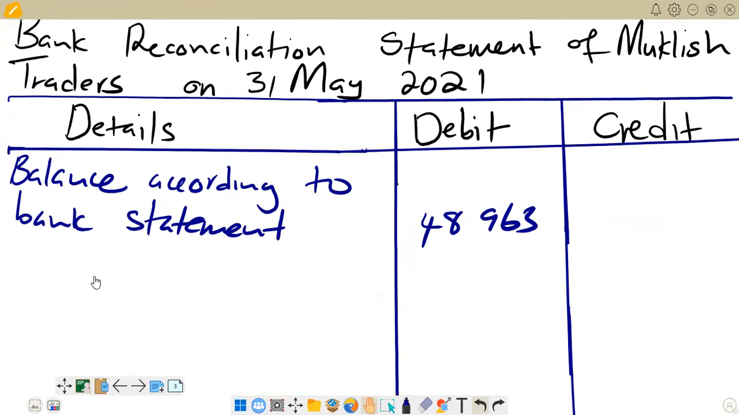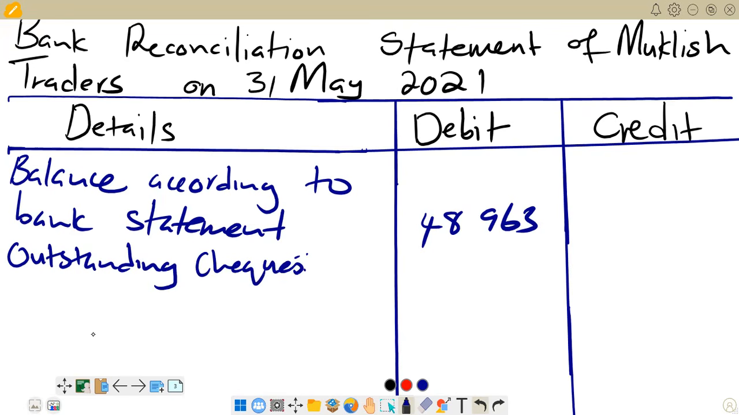Also, we are going to list all these checks there on the debit side of the bank reconciliation. So we come here, and we say outstanding checks. So we list the checks up beneath here. We have check number 002. And on check number 002, we have 2,456, remember?